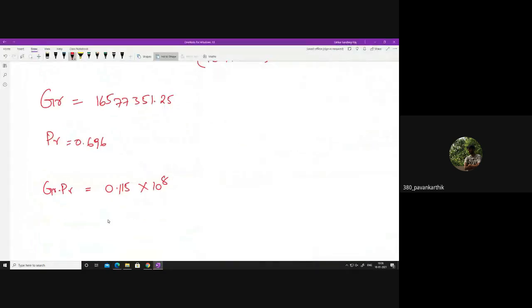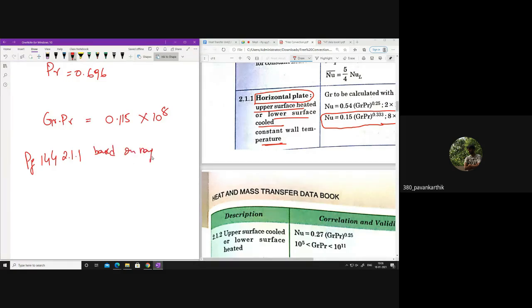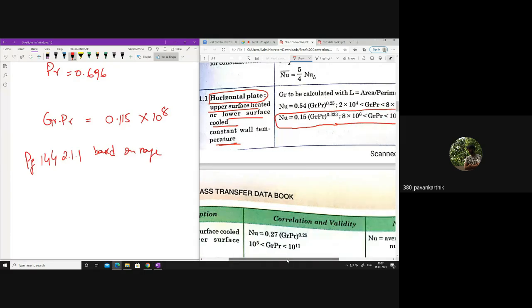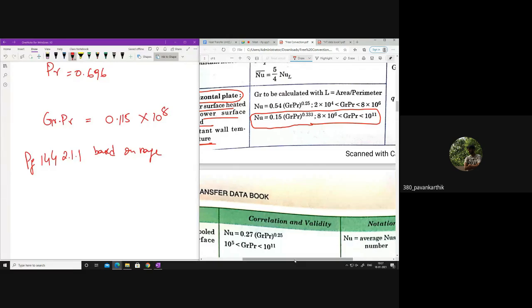And Nu is equal to 0.15. Page number 144, 2.151, based on range. See, when the upper one is valid, as here for 8, the second one only is valid. So the Nu is equal to 0.15 into the Grashof into Prandtl to the power of 0.33. Okay. Nusselt 33.67.